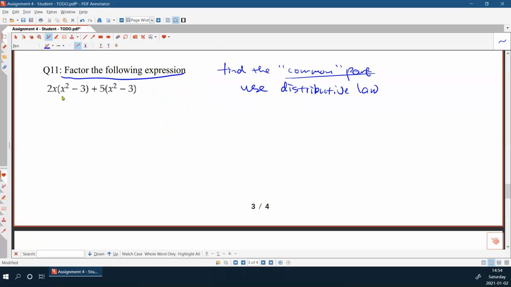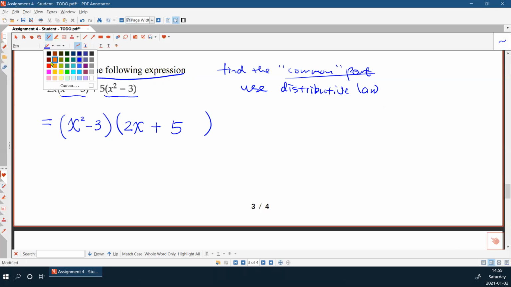Okay, apparently for this expression, the common part is x squared minus 3, right? This is the common part. And then we put the common part in front of the expression. So what's left in the brackets behind? The first term, according to the distributive law, we have 2x, right? And the second term, we have a 5, right?